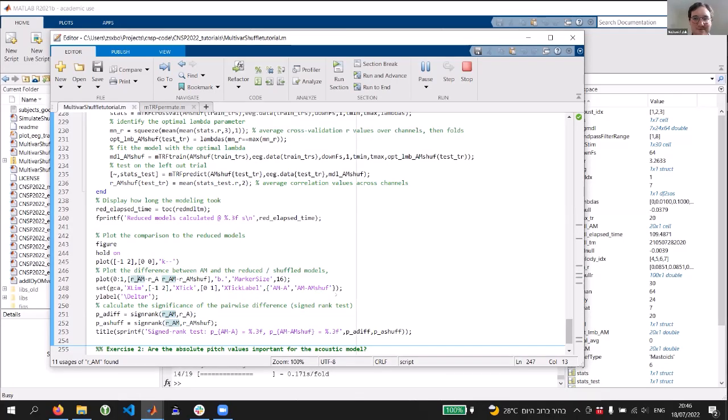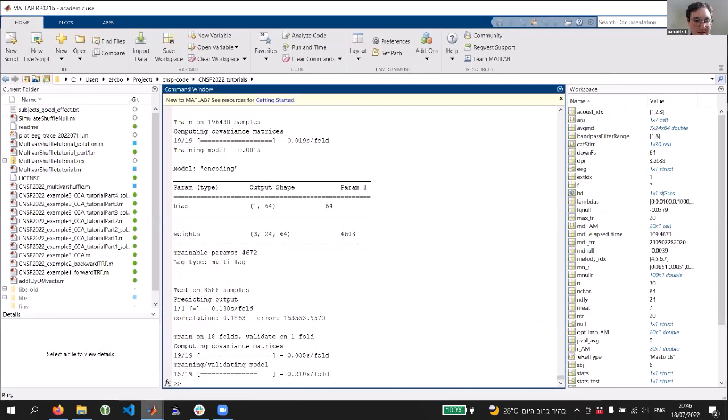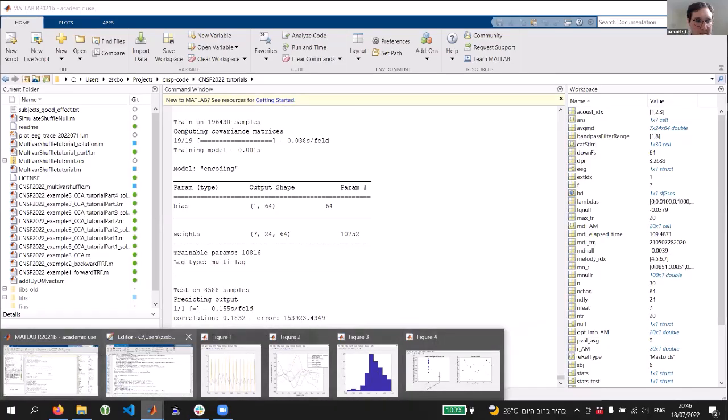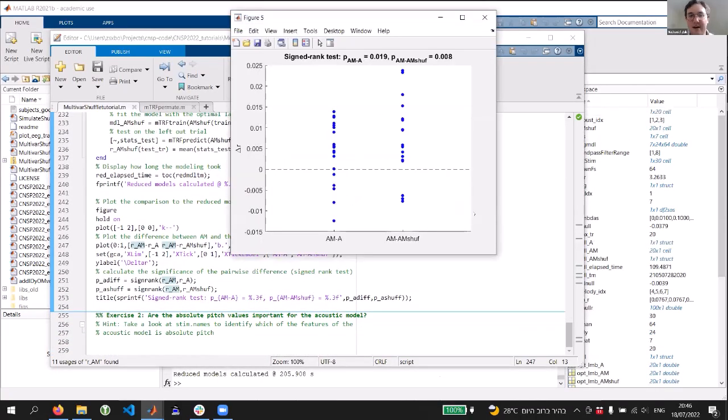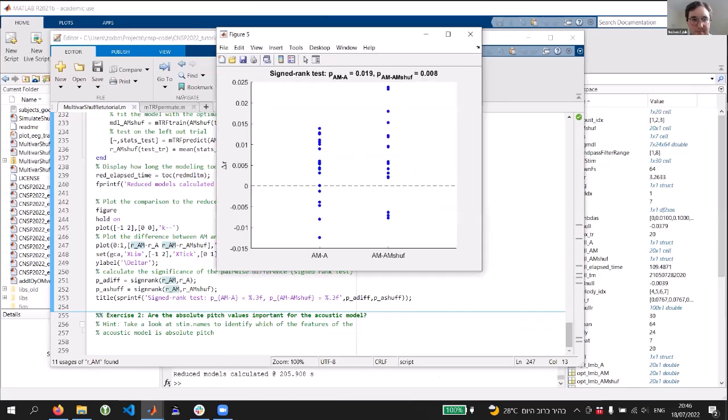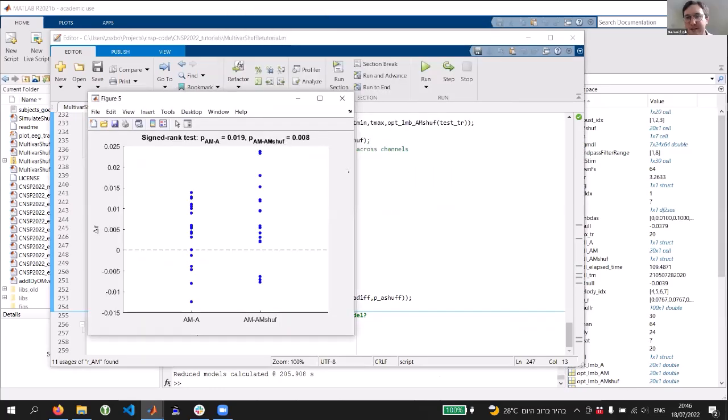Okay. And so here we go, great. It varies across subjects when we look at this. But what we hope is that AM is greater than A, and we're actually seeing that here. So on average, the AM model performs better than A for this subject.